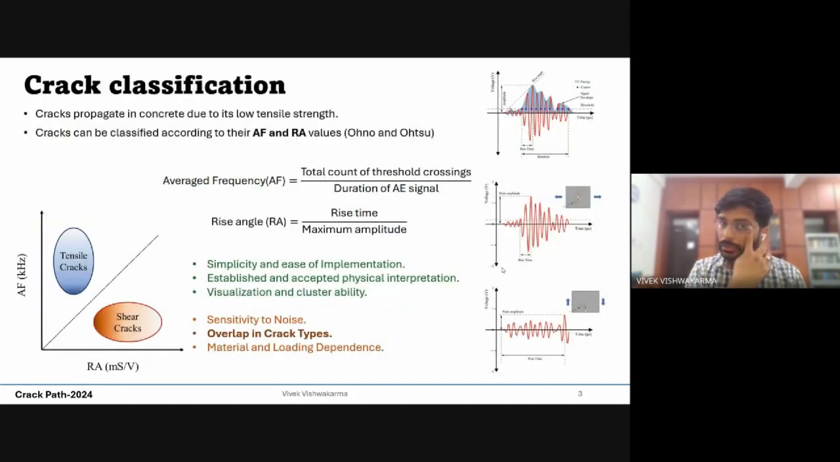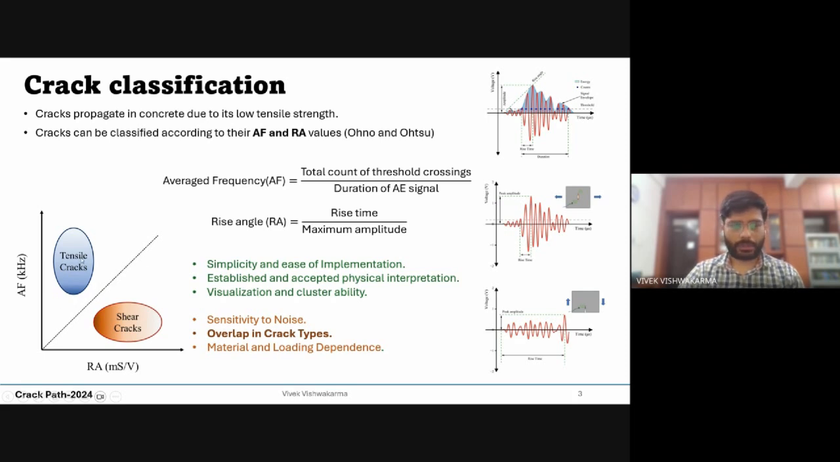So my aim was to create a simple method, not going for very high-end machine learning approaches which are present and high-end parametric analysis. My aim was to create a simplified approach. So I have used the traditional parameters available in literature, AF and RA. This is the definition. I will not go into it, but AF and RA are the parameters originally proposed by Ohno and Ohtsu, the Japanese researchers, long back.